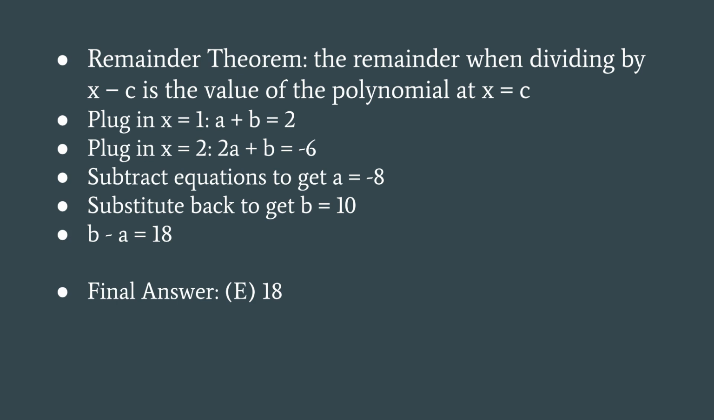Using the remainder theorem, plugging in 1 gives the equation a plus b equals 2. Plugging in 2 gives 2a plus b equals negative 6. Subtracting the first equation from the second gives a equals negative 8. Substituting back, we find b equals 10. Finally, b minus a is 10 minus negative 8, which equals 18. So the final answer is choice E, 18.